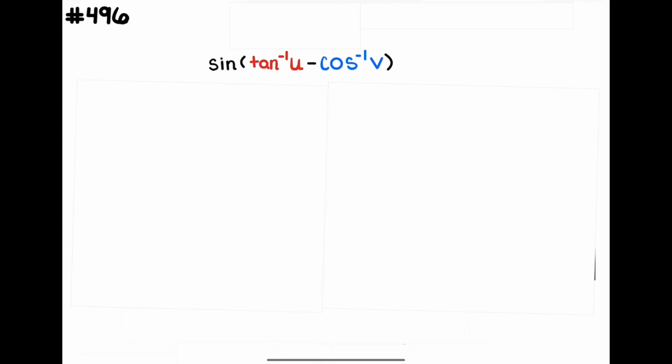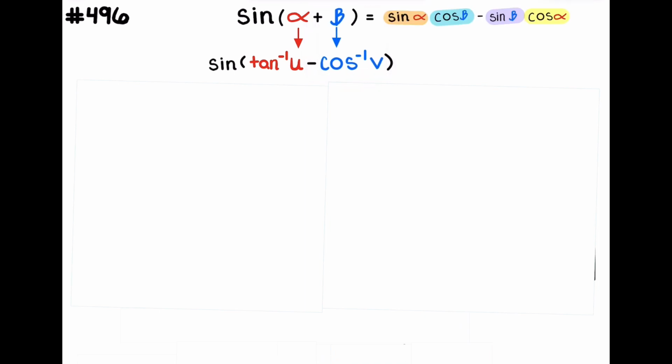To evaluate, the first thing you want to remember is that all inverse trig functions are angle measures. So we want to let tan inverse of u equal alpha and the cosine inverse of v be angle beta. Ultimately, we will apply the sum difference property to evaluate this expression.